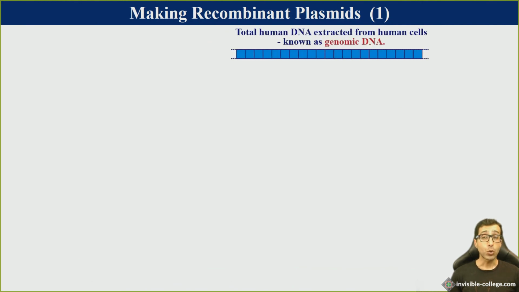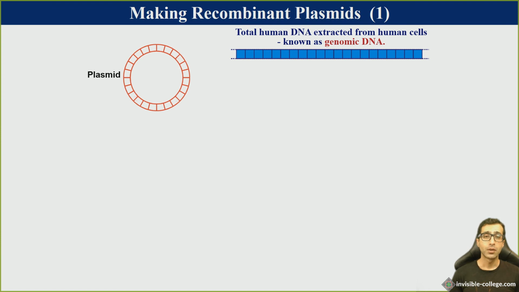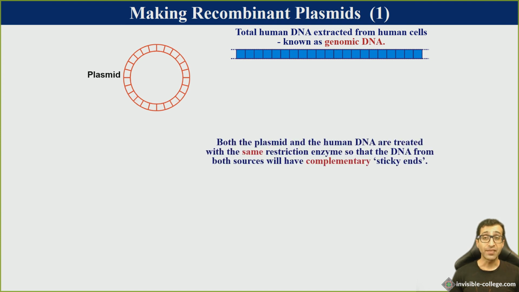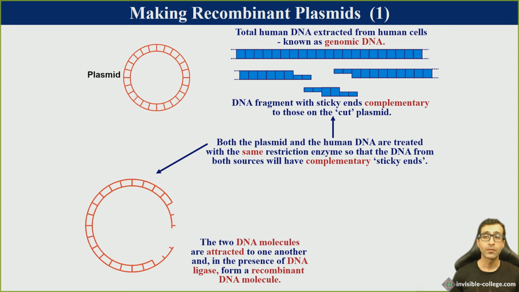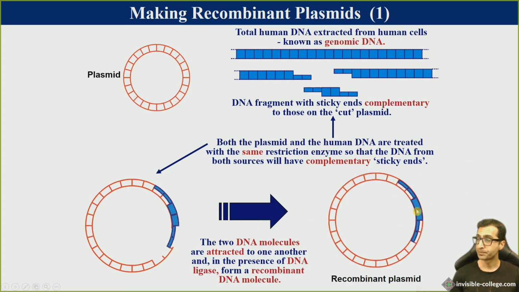So we can take the total human DNA extracted from human cells, and again this would be referred to as the genomic DNA or the genome. And now both the plasmids and the human DNA are treated with the same restriction enzyme so that the DNA from both sources will have complementary sticky ends. The two DNA molecules are therefore attracted to one another and, in the presence of DNA ligase, will then form a recombinant plasmid.